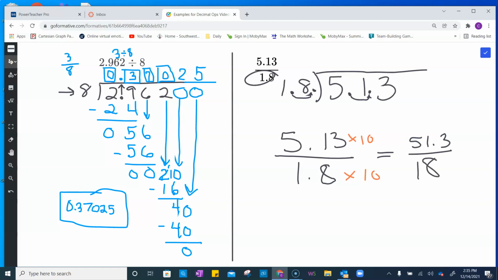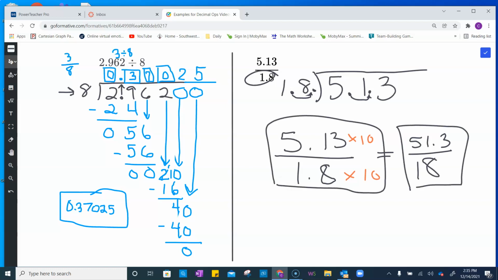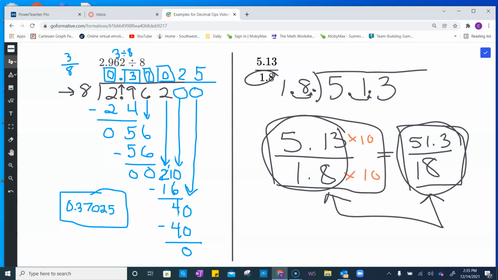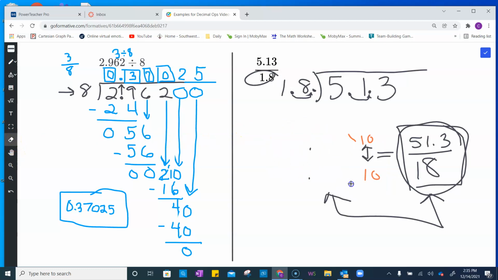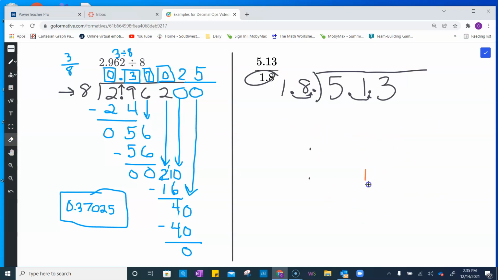So I've just created a new division problem, or a new fraction. And although these two fractions look different, they are equivalent. When you divide this, you'll get an answer. And when you divide this, you will get the exact same answer. These are equivalent fractions because I multiplied the top and the bottom both by the same amount, 10, which moved those decimal points one place to the right. So even though my problem now looks different, because it's now 51.3 divided by 18, the quotient will be the same.